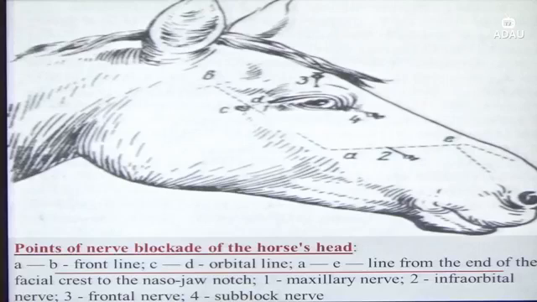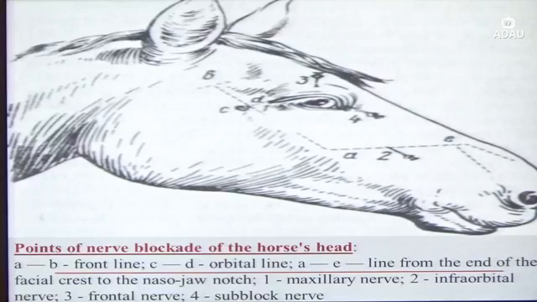A line from the end of the facial crest, located in the interval between A and E, here. These are the injection points of nerve blockade, and some information about the nerves. The first is the maxillary nerve, here. The second is the infraorbital nerve, the third is the frontal nerve, and the fourth is the supraorbital nerve.